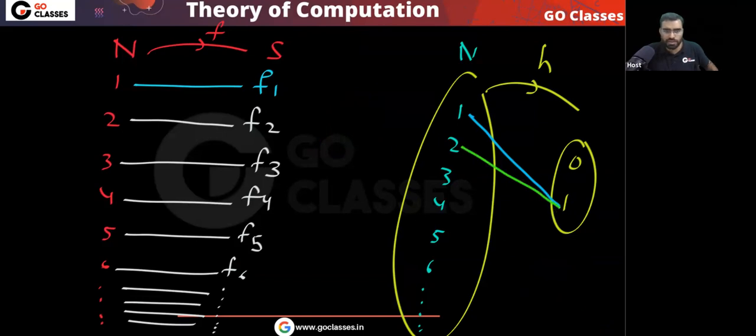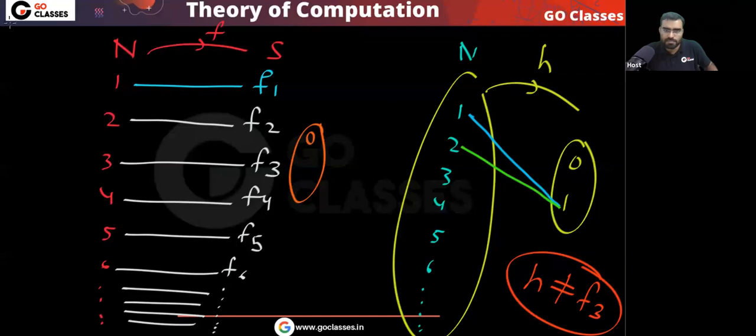Okay, now what do we need to make sure? We need to make sure h is different from f3. How will you make sure of that? See, maybe f3 is like this: 0, 1, 2, 3, 4, and so on. Okay, this is your f3.